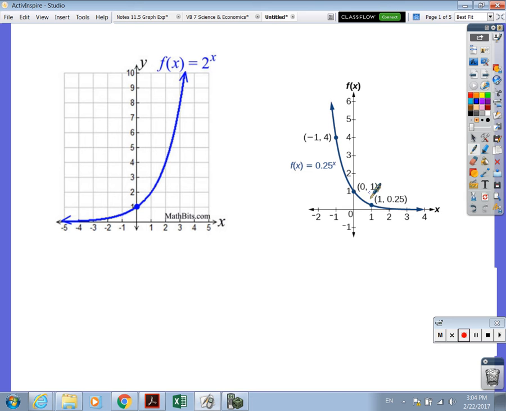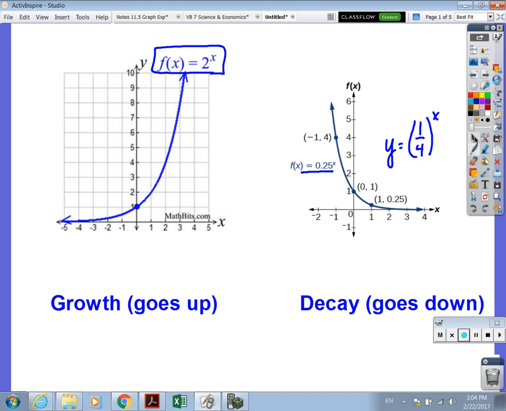Also, sometimes graphs go down. This is the graph right here. You could write it differently. You could say the base is 1/4. Your base is a fraction between 0 and 1. Up here, your base was a whole number bigger than 1. And so if you have two shapes, they obviously have to have two kinds of vocabulary. If it goes up as it goes to the right, we call that an example of growth. Growth goes up. Decay just means that it goes down as it goes to the right.